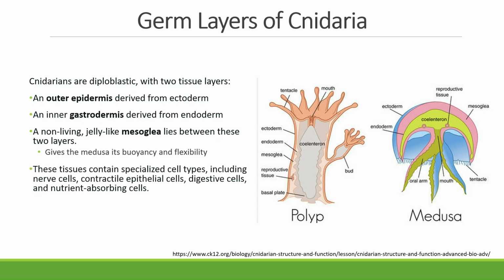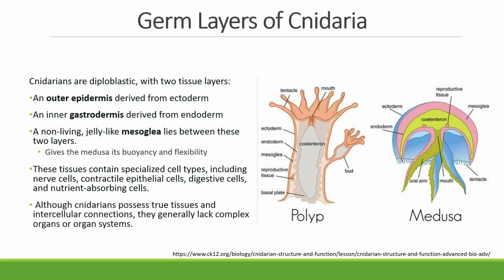Within each of the two tissue layers, we find differentiated cell types that perform specific jobs. There are nerve cells for coordination, contractile epithelial cells that act like primitive muscles, enzyme secreting cells that begin digestion, and nutrient absorbing cells that take up food. These cells are connected to one another, allowing the animal to coordinate movement for feeding. However, because there is no third germ layer, cnidarians don't form complex organs or organ systems. The two layers and the mesoglia are enough for the level of complexity they need.